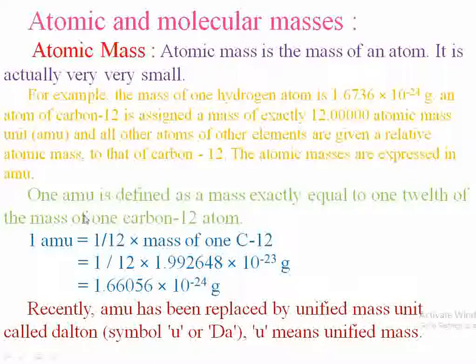For example, 1 AMU is defined as the mass exactly equal to 1/12 of the mass of one carbon-12 atom. Therefore, 1 divided by 12 times 1.992648 × 10^-23 grams.